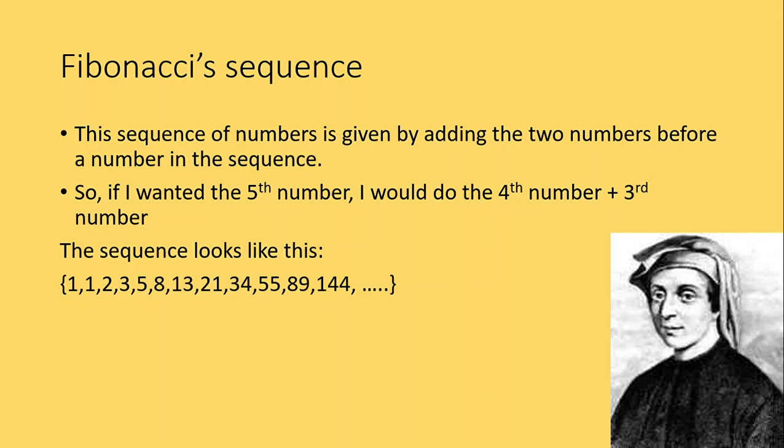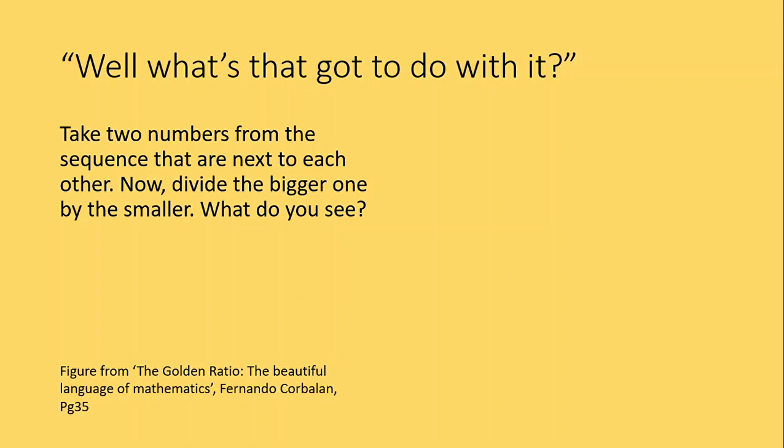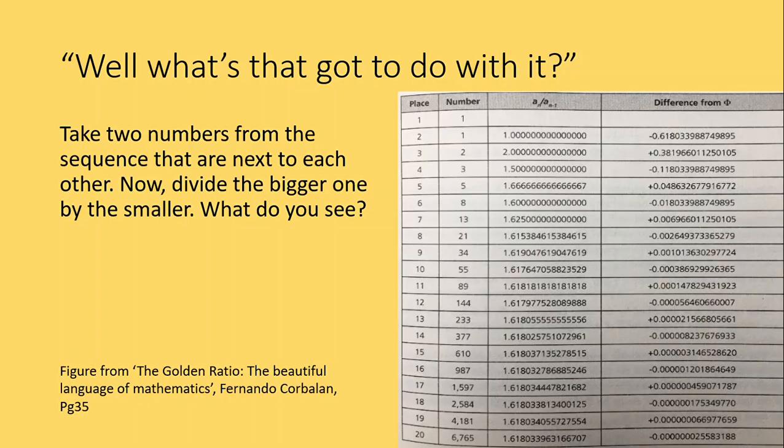Well, you might ask, what's that got to do with anything? Well, if I take two numbers that are next to each other in the sequence and divide the bigger by the smaller, you can see in the picture that they slowly start to look more and more like the golden ratio. So what we say is that this new sequence that we've got actually tends to the golden ratio. So eventually it will look so much like it that you won't be able to tell them apart from just looking at them. So now we've got this really strong link between the golden ratio and the Fibonacci numbers.